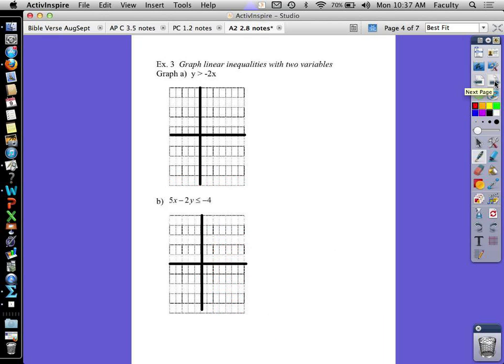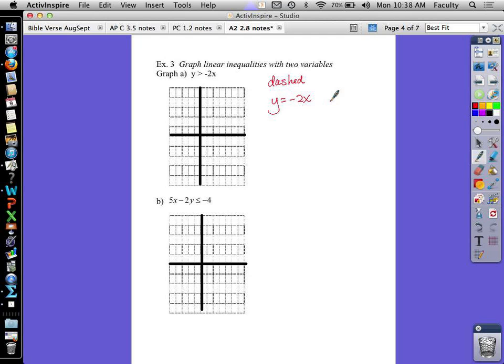Example 3 says graph y is greater than -2x. So Megan, what is step 1? Decide whether it's dashed or solid. So Hannah, in letter A, y greater than -2x, is that dashed or solid? It's dashed. All right, Zach, what is step 2? Step 2 is change the inequality symbol to an equal sign and graph the boundary line. Awesome.